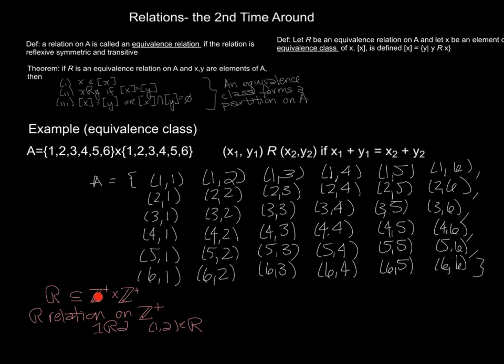The elements of R were basically ordered pairs. In the example we are doing here, our set A is a set of ordered pairs. It's quite different from where our set was the positive integers. Here we're going to relate ordered pairs to other ordered pairs. In particular, our relation is that the ordered pair (x1, y1) is related to the ordered pair (x2, y2) if x1 + y1 = x2 + y2.